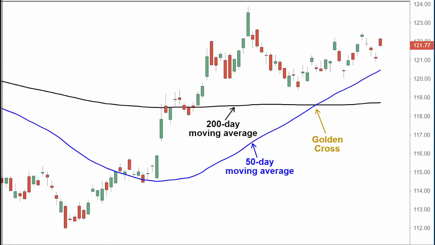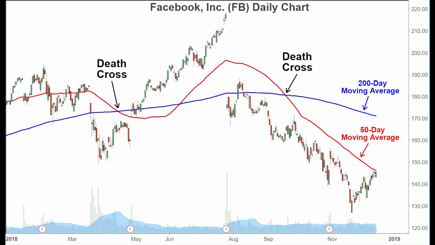Next, we have the golden and death crosses. So these occur when the 50-day moving average crosses over the 200-day moving average. If the 50-day is crossing up, the price is likely to continue up, and so this is the golden cross. If it is crossing down, then it is thought that the stock price will continue down, and so then this is the death cross.